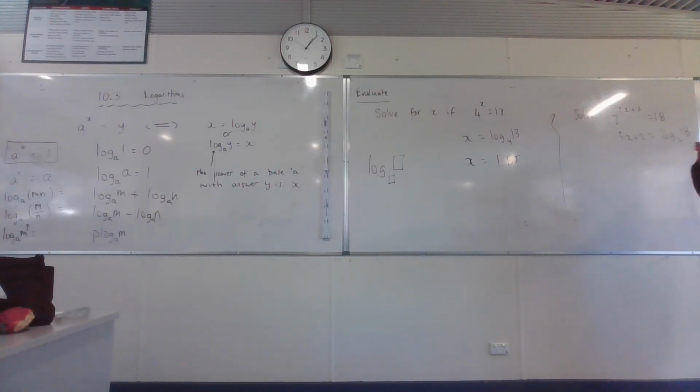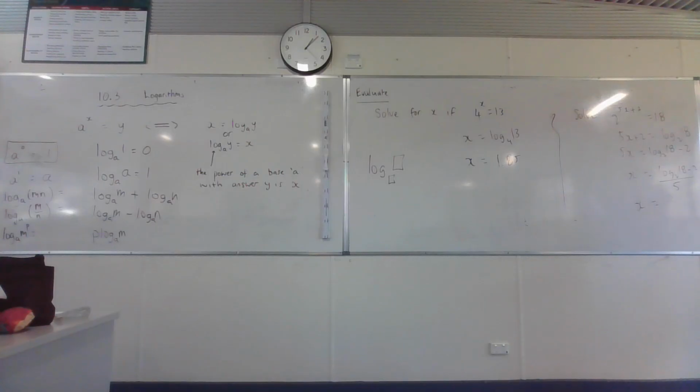Okay. Then we backtrack. Take away the 2, and then last bit is divided by 5. Please punch that into your calculator right now and tell me what you get. Log base 2 of 18, take away 2, divided by 5. 0.8.